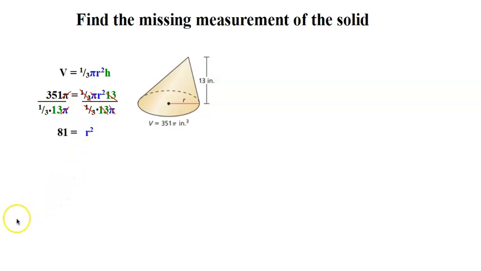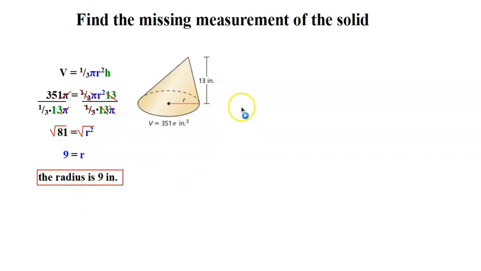I don't want r squared, I just want r. So we take the square root of both sides, and the square root of 81 is 9. Well, technically it's 9 and -9. Everything has 2 square roots, but remember, we're looking at distance here, and distance can never be negative, so we just want the positive one. And so the radius is 9 inches. Not too bad, not too bad.